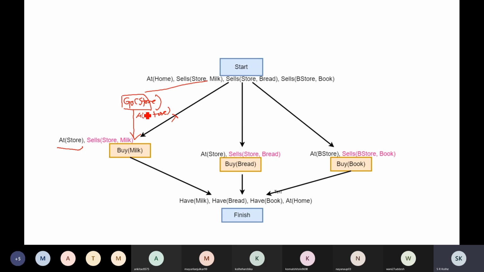Same thing you can do out here also. Now for this also go store, sorry, at store is a precondition. So from this you remove this, from this you go to the buy bread. So now at store will be true here, right? So I have added this causal links from go store to buy milk and buy bread. Remove this, correct? So here also at store will be true. Store sells bread is already true. So this will give you the result have bread. Okay.